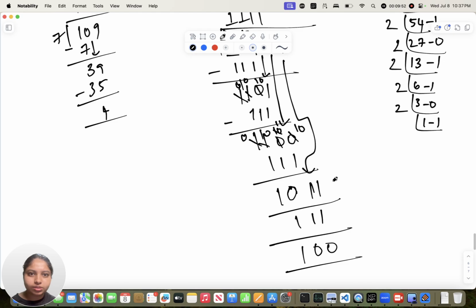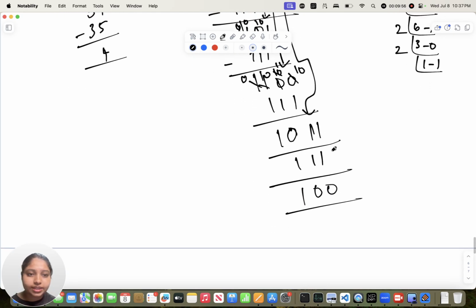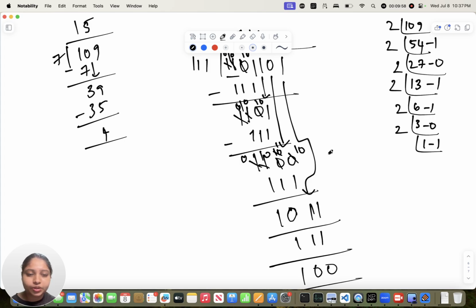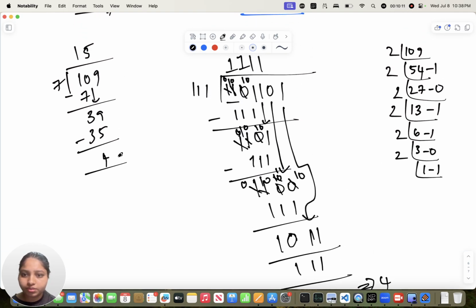Alright, so what do we have here? Is there anything else that I could divide further with? No. So we have the remainder as 4. So this is 0 into 2 power 0, 0 into 2 power 1. So directly 1 into 2 power 2, which is basically 4. Equivalent is 4. We got 4.